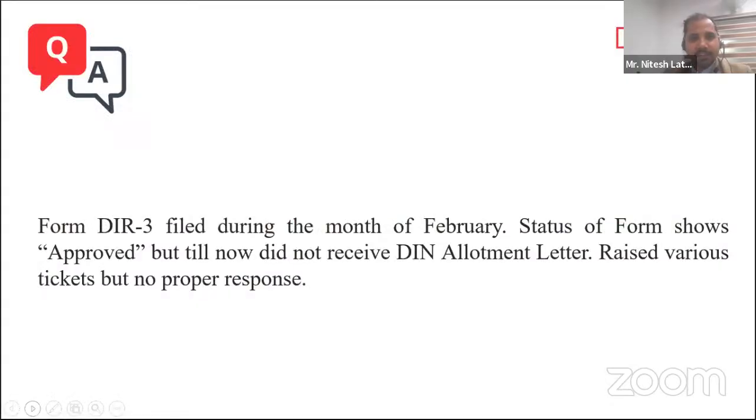In case of DIR-3, they filed the form for taking the DIN in February, and the status of the form is showing approved, but they are not receiving the DIN allotment because of a technicality: unless you get the DIN number, you cannot act as a director. So the company is in a spot where it is unclear whether that director can act as a director or not, since he did not receive the DIN number. There are a lot of queries on the DIN allotment letter.